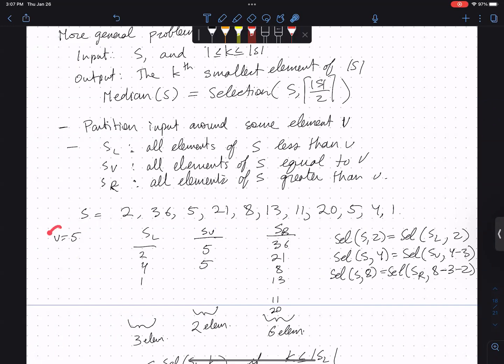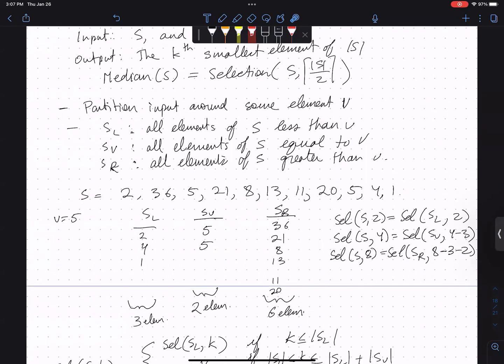The idea of the algorithm is the following. First, pick a pivot, and we'll talk about how to pick a pivot element in a few minutes. But for now, let's just say you picked the pivot element. We're working with this example, and you picked 5. After you do that, you pass through this array, and each item you throw into one of 3 buckets. The 3 buckets are SL, everything to the left: if you imagine a sorted order, everything to the left of the pivot, or smaller than the pivot. SR, everything to the right of the pivot, or bigger than the pivot. And SV, everything that is equal to the pivot.